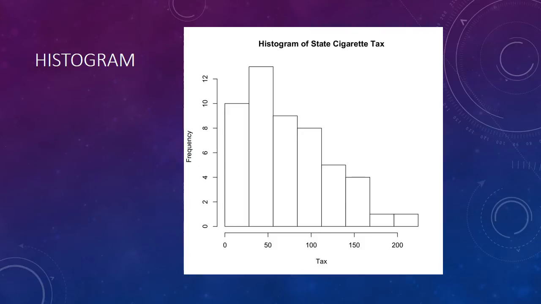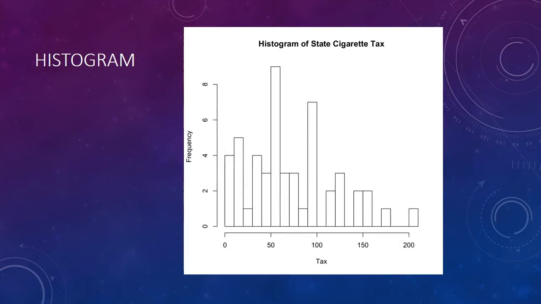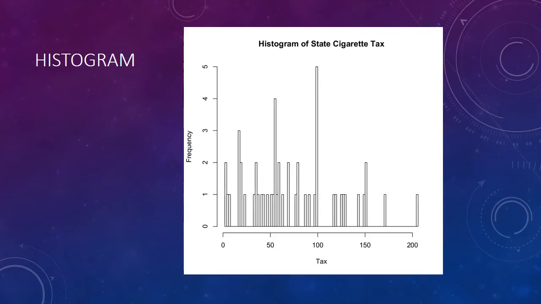But histograms can be highly sensitive to the number of bins chosen. Here we see a histogram of the state cigarette tax. Look what happens when we increase the number of bins. If the bin size is too small, then the histogram doesn't really give a good sense of the shape of the distribution.